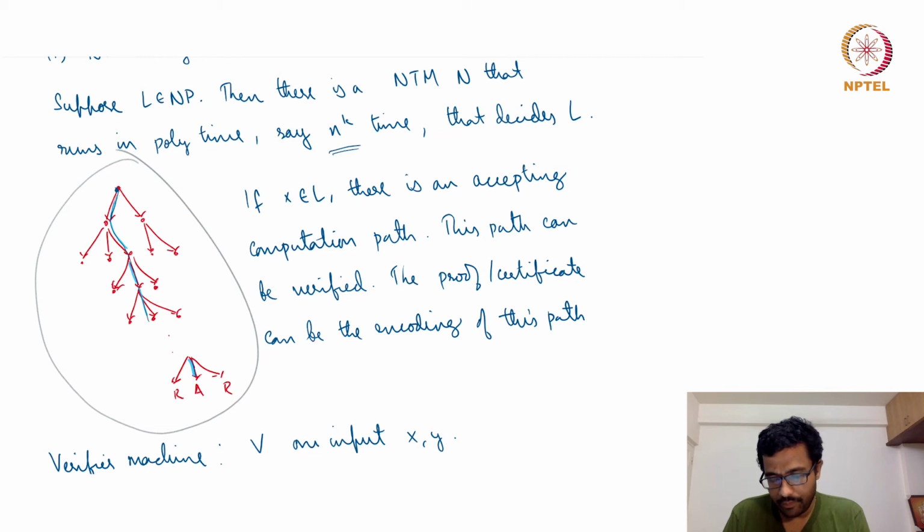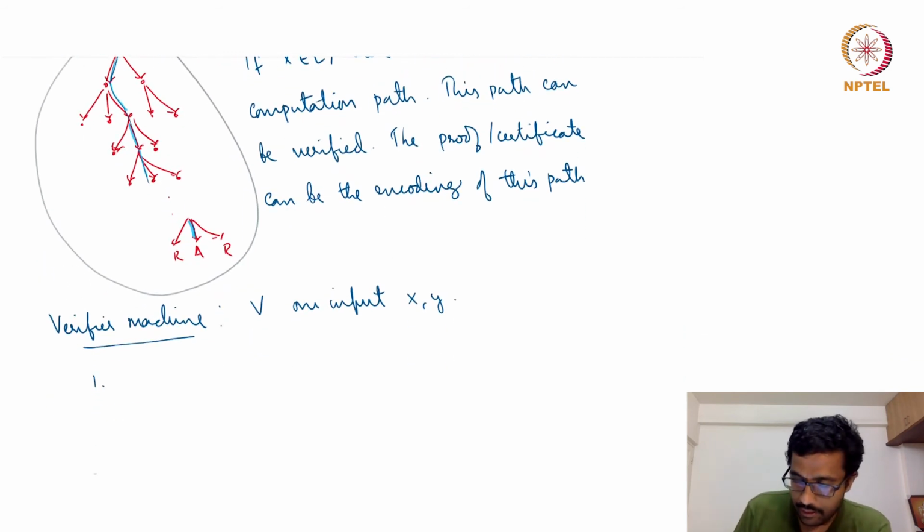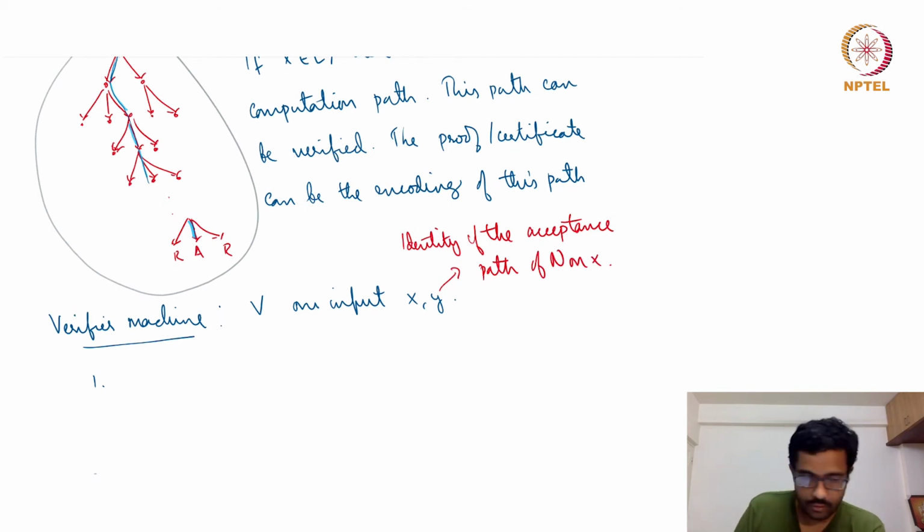Hence it's easier to verify this. So what does a verifier machine do? On input x and y. So what is y here? Y is the identity of the acceptance path of N on x.